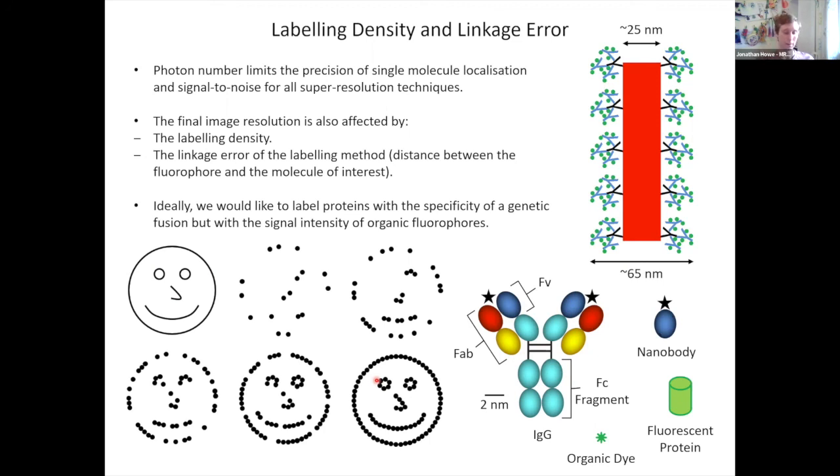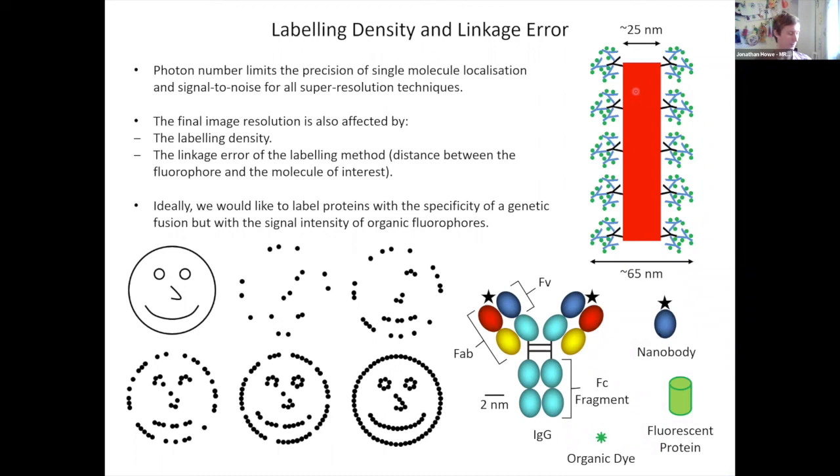And the linkage error is really dependent upon the labeling method you're using. So in the STORM data I presented to you, I was using indirect immunolabeling. So I was using a primary and a secondary antibody. Now an IgG is about 10 nanometers in length. So if I label a microtubule, which is represented here by this red stick, with a primary and then a secondary, it's possible that the fluorophore labeling that microtubule could be as much as 20 nanometers away from the surface of the microtubule, which is obviously quite a long way.